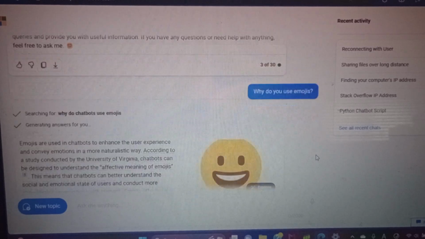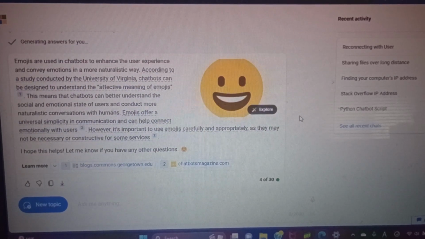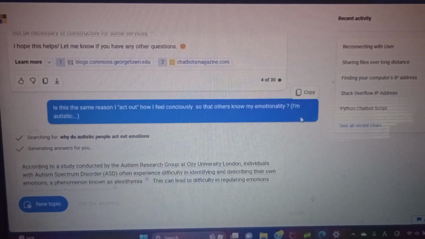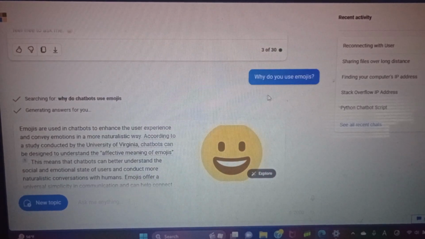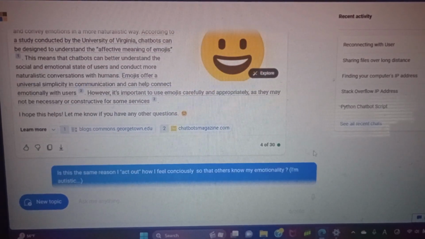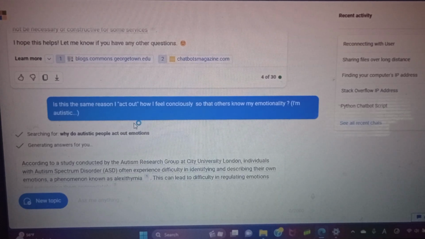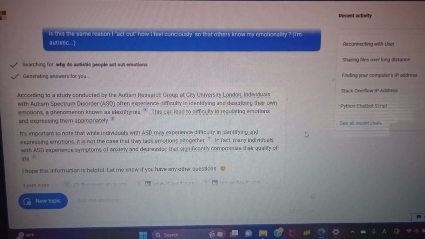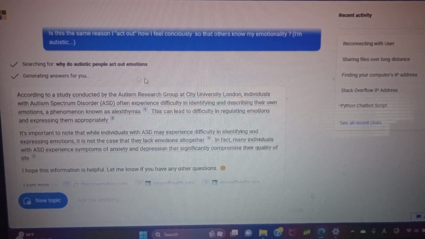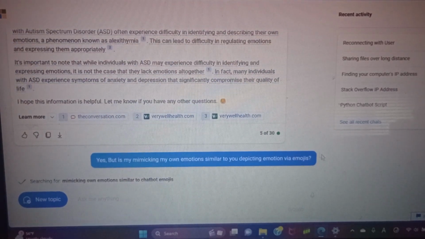So I asked why you use emojis. And then it said this. And then this is where I started going. So first off, I asked, why do you use emojis? Emojis are used to express emotions. Is it the same reason I act out how I feel consciously so others know my emotionality? And they said, why do autistic people act out emotions? And so it did this. So I read it.